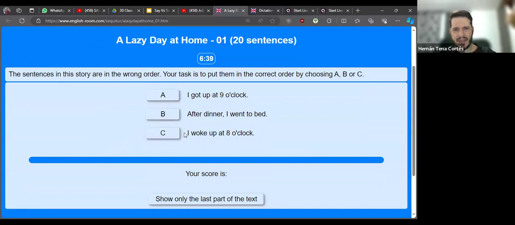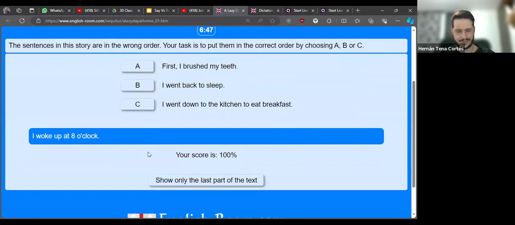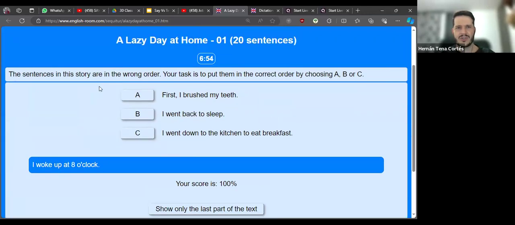I woke up at 8 o'clock. I think this is number 1, because here we have 9 o'clock, right? And here we talk about dinner. So I say, okay, this is first. If you have it correct, you're going to see your score here, and you will see the sentence here. All right. So that's how you're going to do this activity.